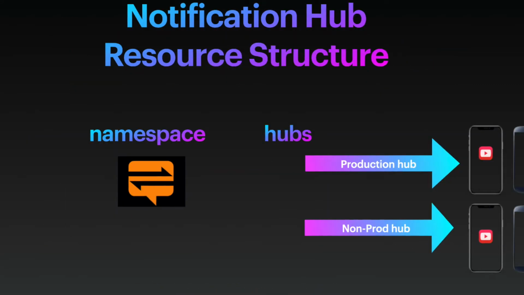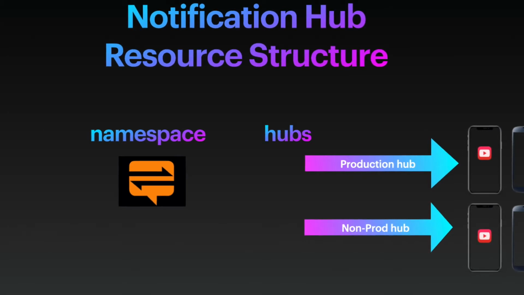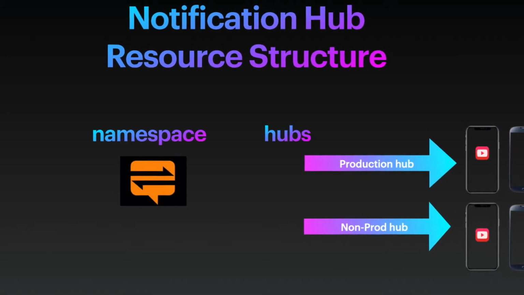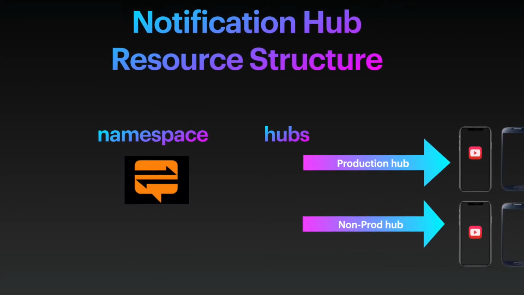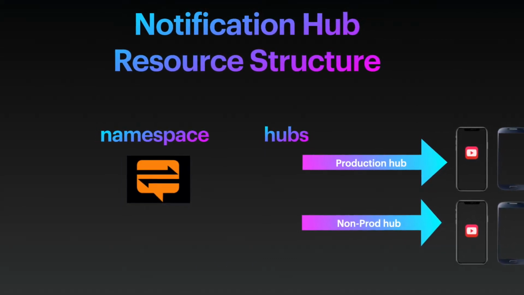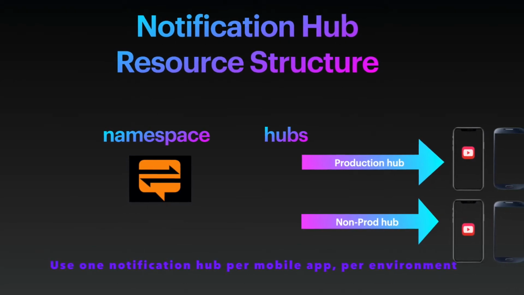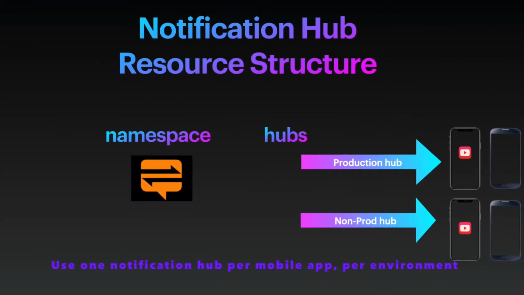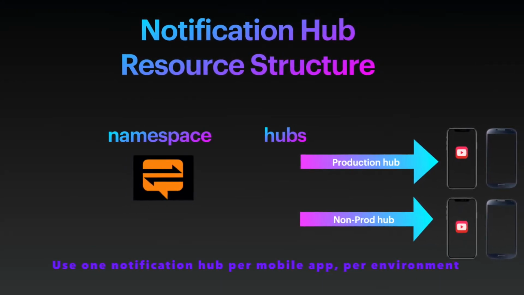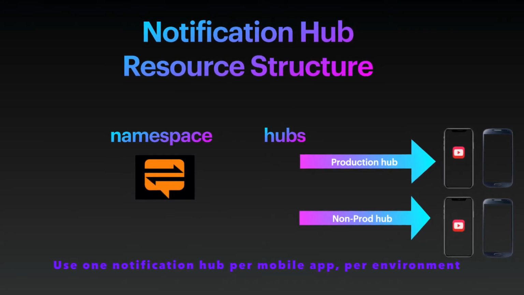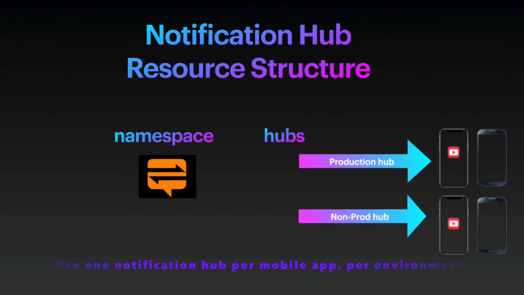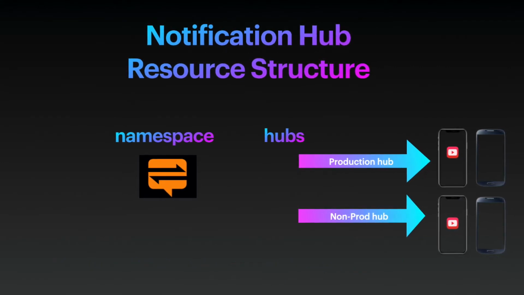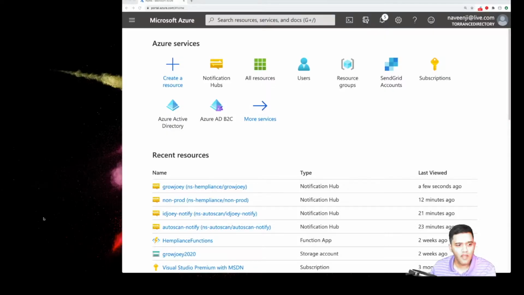A notification hub has two resources, a namespace and a hub. A hub is a single resource that contains the push notification information for both Android and iOS for one app. But a namespace can have multiple hubs. In this case, we have a namespace which has two hubs, production and non-production. Each hub, either production or non-production, will contain the push notification information for one app for both iOS and Android.